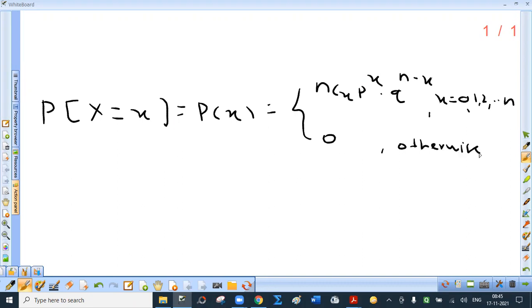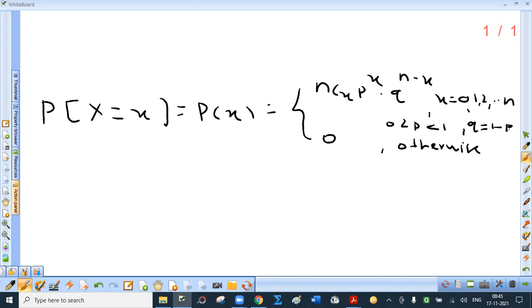Now what are the restrictions? The restrictions are 0 < p < 1, and n is 1, 2, 3 and so on. And what is the probability of failure? It is 1 minus the probability of success. Okay, so this is nothing but the binomial distribution.